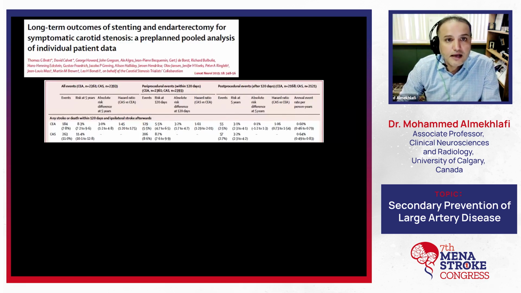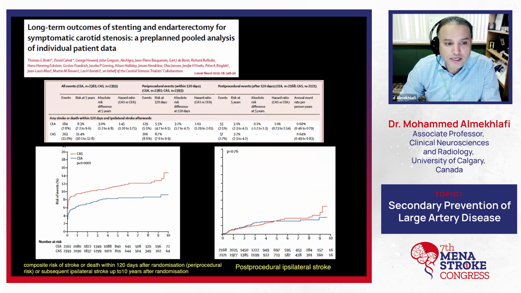A recent updated pooled analysis of individual patient data from a number of randomized controlled trials showed the long-term durability and comparable outcome in patients undergoing angioplasty and stenting. While the risk seems to be relatively small, the composite risk of stroke or death within about 4 months from randomization seemed to favor endarterectomy in comparison to stenting, in particular due to high risk of minor stroke in the population undergoing stenting. In the long term, for post-procedure ipsilateral stroke, the risk seems to be more or less comparable over time.